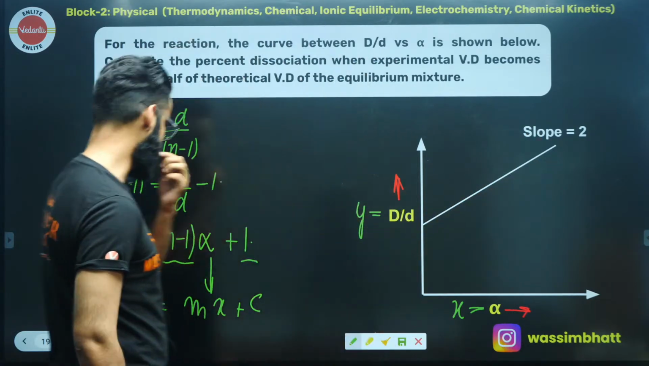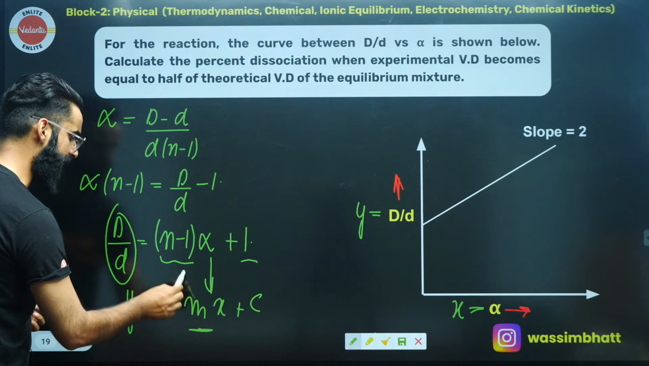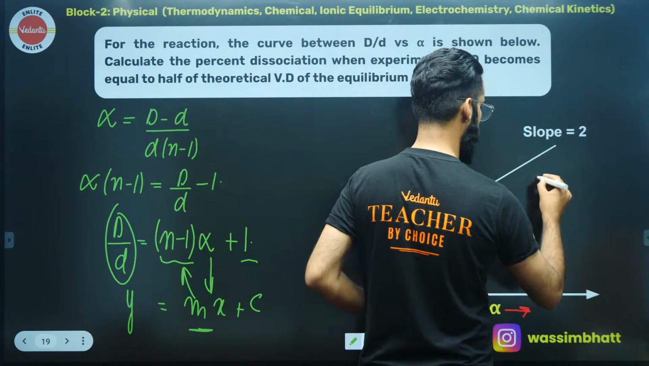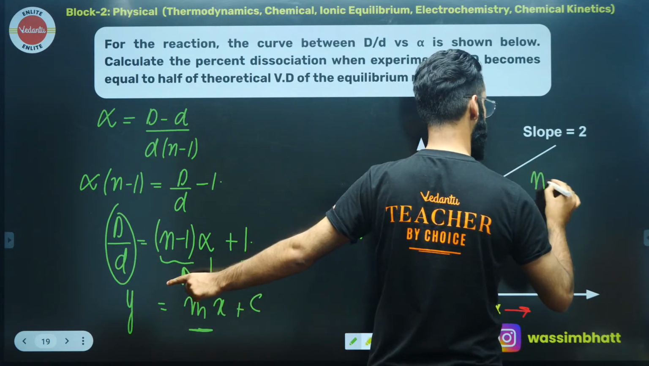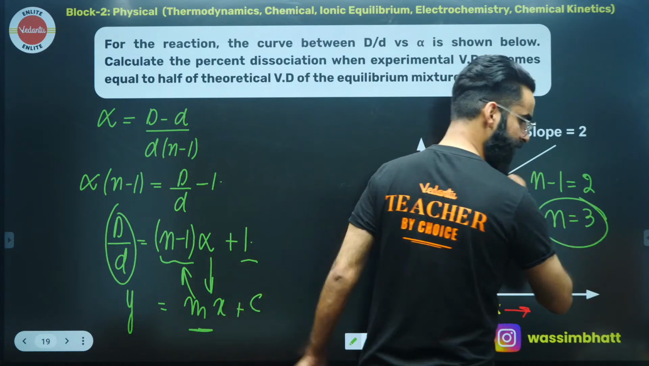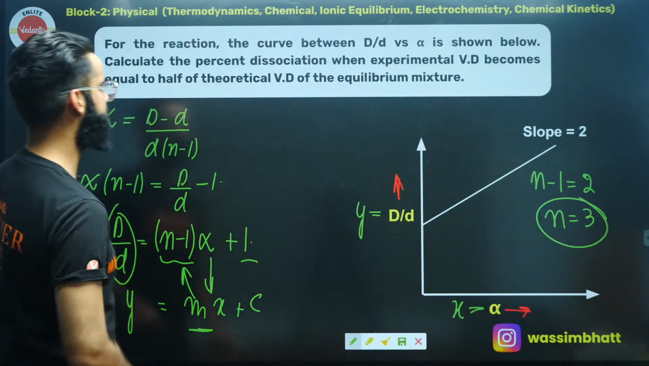Now, what about the slope of this particular curve? Slope is represented by m, and the m value over here is n minus 1, right? So the slope is equal to 2. So what is slope basically? Slope of the curve is equal to n minus 1. So n minus 1 is equal to 2. From here you got the value of n, which came out to be 3, right? Now people, what are we supposed to calculate?